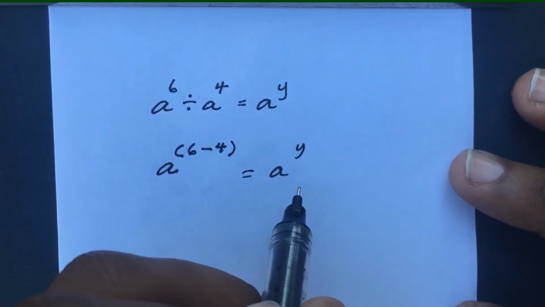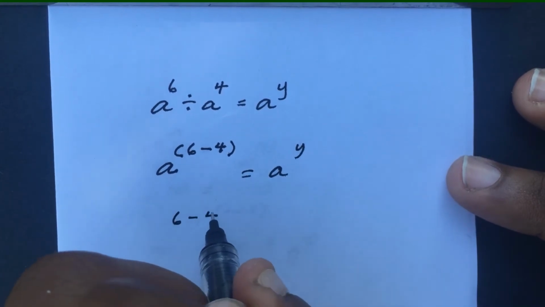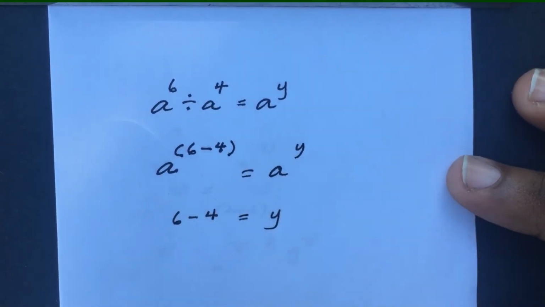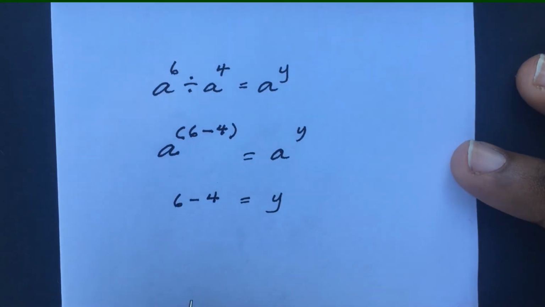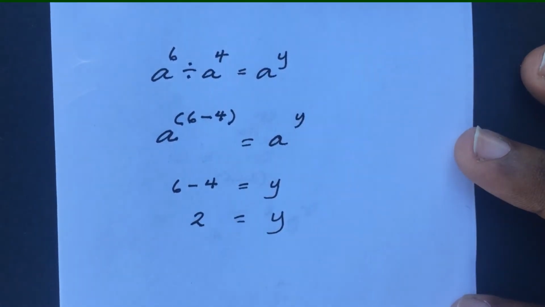So what we need to do now is to equate the powers. So I'm going to have 6 minus 4 is equal to y. And 6 take away 4 will give us 2. So y is equal to 2.